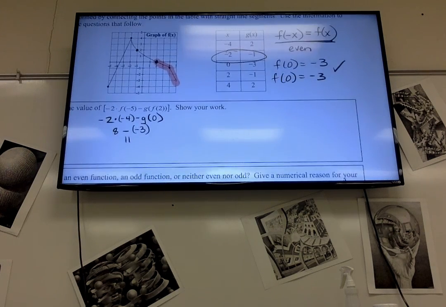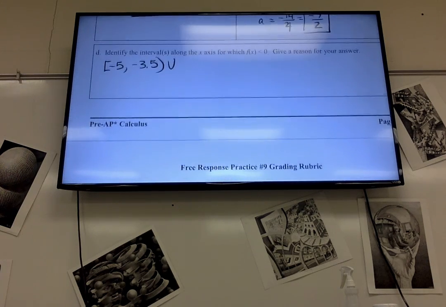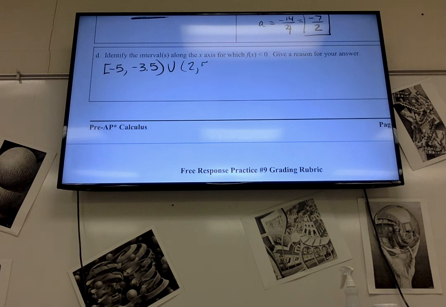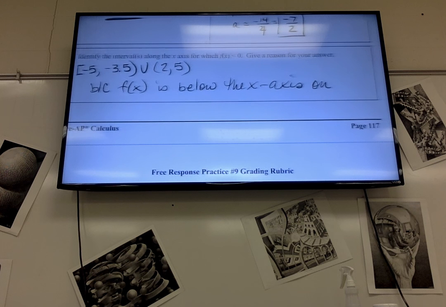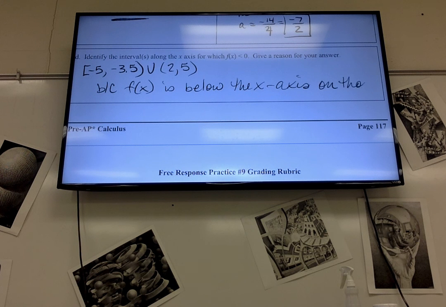And then the other one goes from 2, but it doesn't include 2 because 2 is actually at 0. And then to 5, but it doesn't include 5 because 5 is an open circle. So then from 2 to 5. And because f of x is below the x-axis on those intervals.